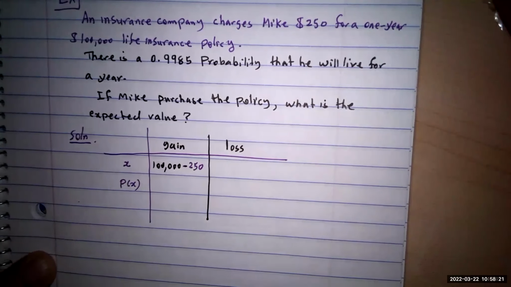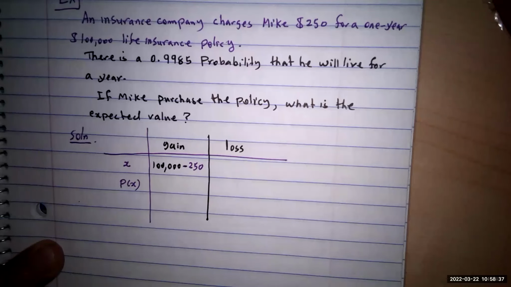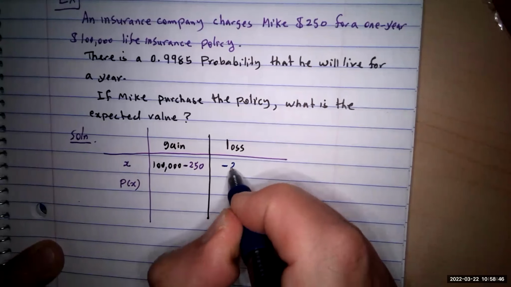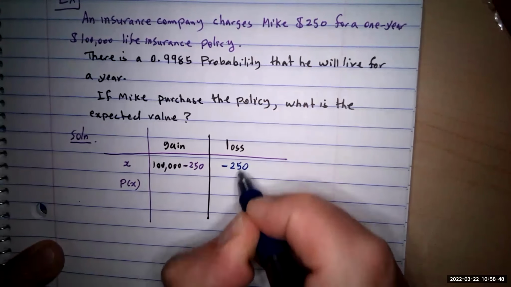Like the lottery ticket that we talked about. You have to purchase the policy first to get the money. So that's how much he's going to be gaining. What's going to be his loss? The 250. Remember, the loss must be identified by a negative sign all the time. So it's going to be minus $250. That's it.